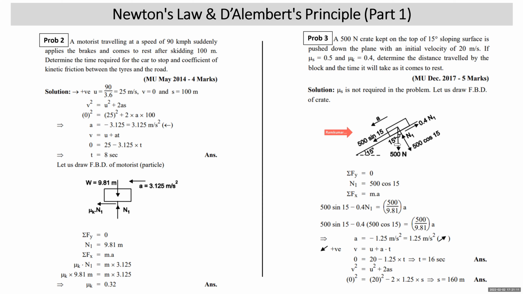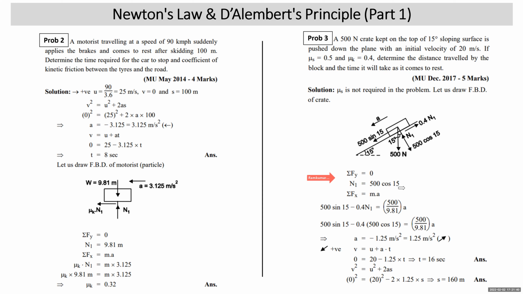Now weight is resolved. Weight is vertically down. The plane is making 15 degrees with the horizontal, so the normal will make 15 degrees with the vertical. So this is 500 cos 15, the normal to plane component, and this is 500 sin 15. We can definitely apply sigma Fy is equal to 0, so N1 is 500 cos 15. Sigma Fx is equal to ma. As the body will accelerate down, the downward forces must be more, so we'll take them positive. 500 sin 15 positive minus 0.4 N1 is equal to ma.